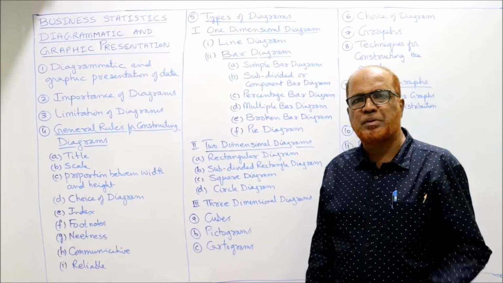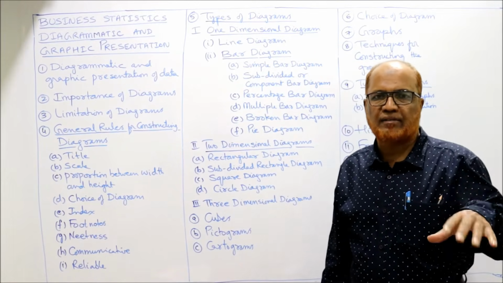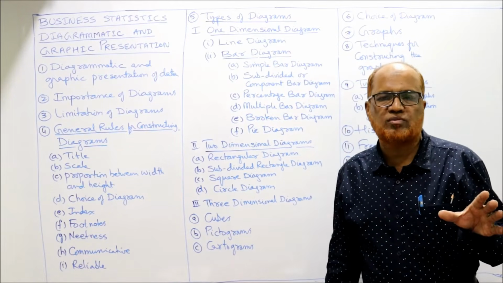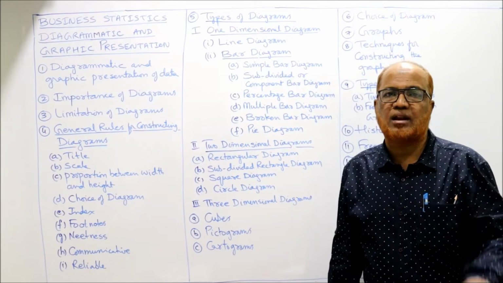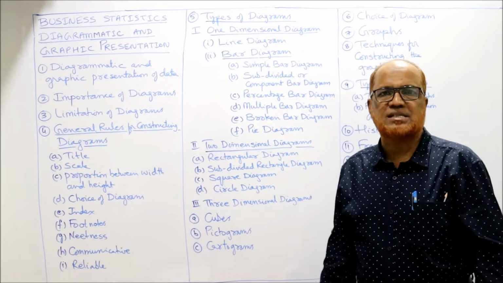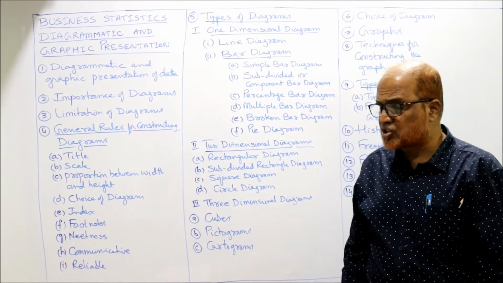Then pictograms, where pictures will be shown in the diagram. It will have a greater impact. Last, cartograms. Cartograms will be used to depict geographical regions. For example, the rainfall at different places can be depicted through cartograms. These are the three-dimensional diagrams.